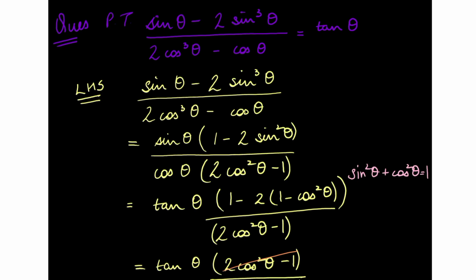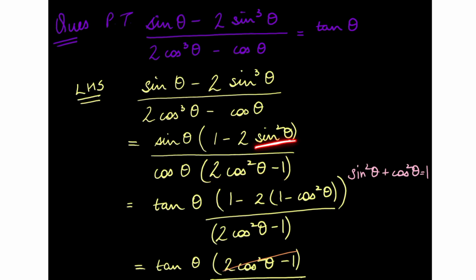We can take sin theta common from the numerator. We are left with 1 minus 2 sin square theta. And in the denominator we can take cos theta as common. We are left with 2 cos square theta minus 1. So this can be written as tan theta, sin upon cos, times (1 minus 2 sin square theta) divided by (2 cos square theta minus 1).